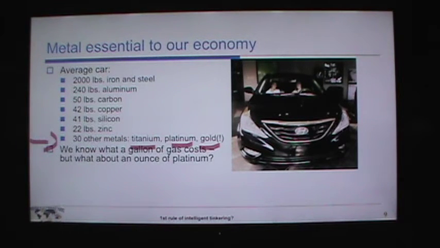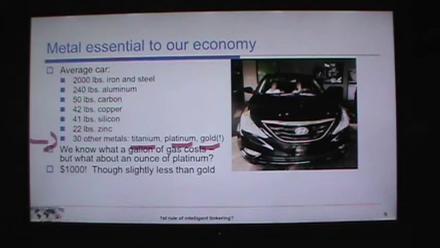So, a gallon of gas costs what? About $2, a little more than $2 a gallon. At present, costs fluctuate some. An ounce of platinum: how much does an ounce of platinum cost? Well, current market value is about $1,000 an ounce. Gold fluctuates, but it's more than that. So these metals are very expensive. Why are these metals so expensive?